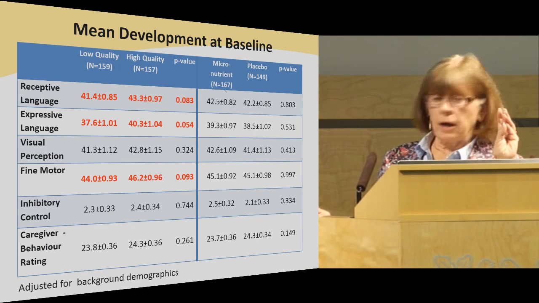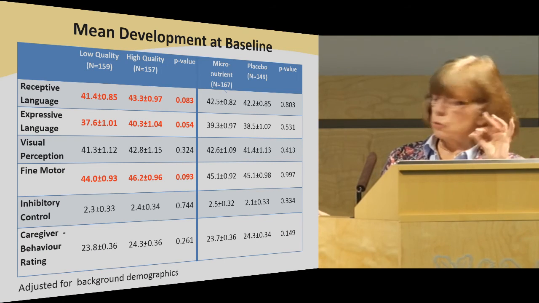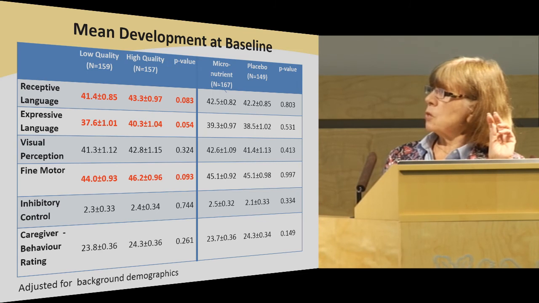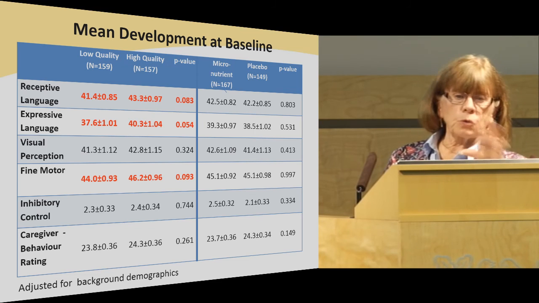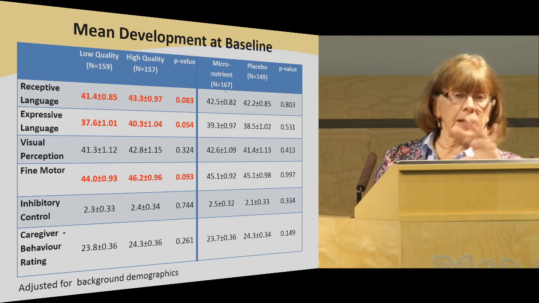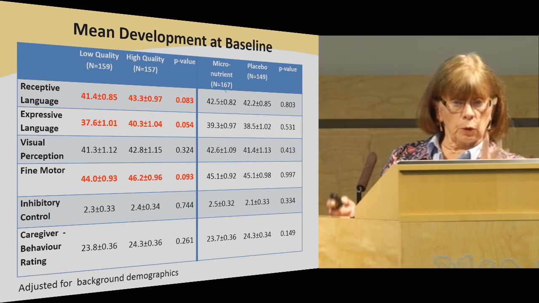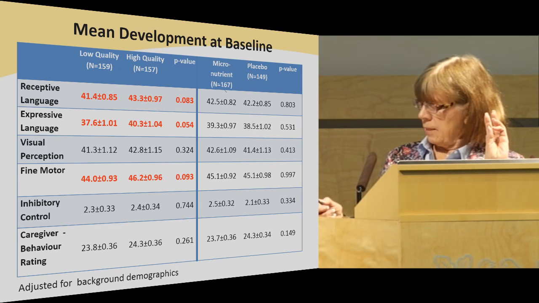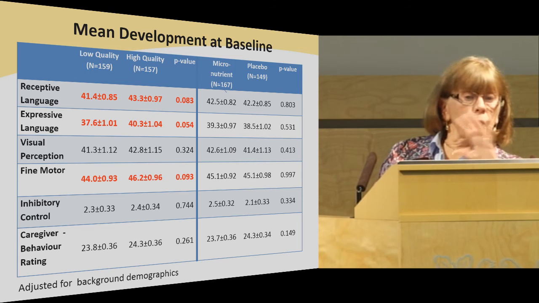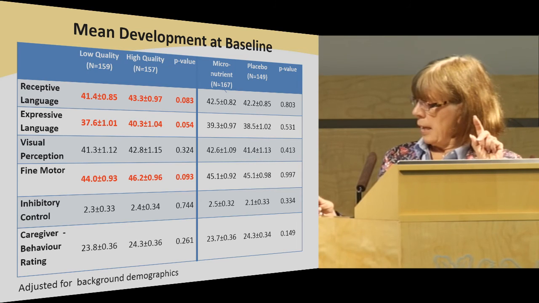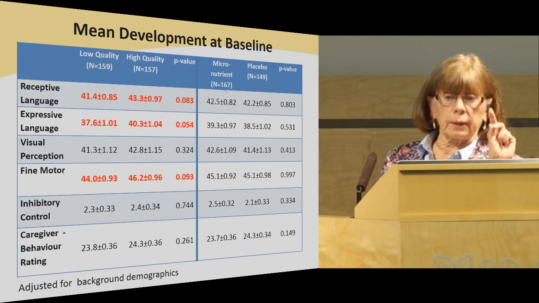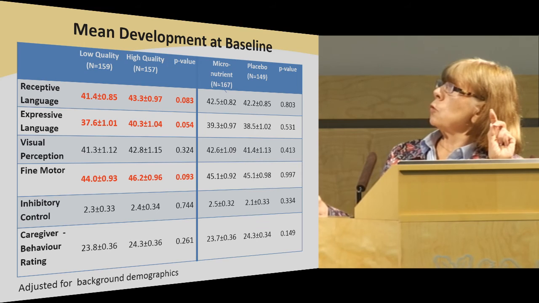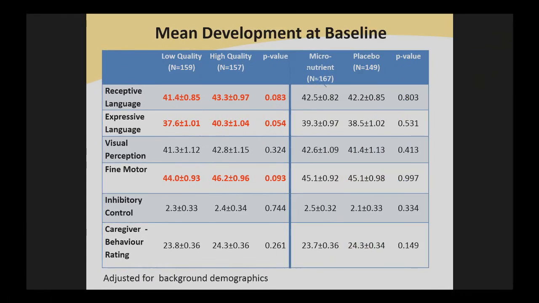When we looked at their development, we looked at some markers of early child development. So we looked at language, at visual perception, at motor. Inhibitory control is a measure of executive functioning that we looked at in these 3-year-olds, and then we had the caregiver rating the child's behavior. So in the beginning, we saw some differences between the low-quality and high-quality preschools. No differences by those randomized to get the micronutrients or not.